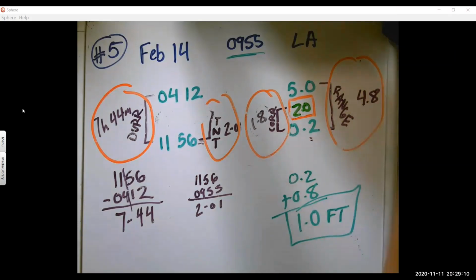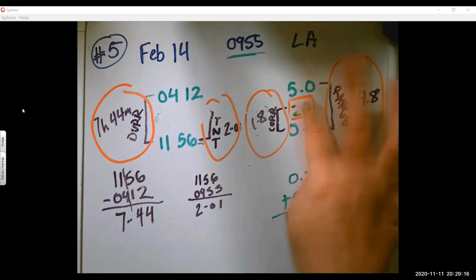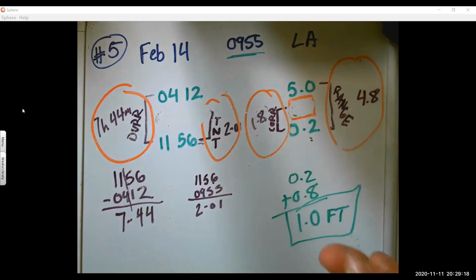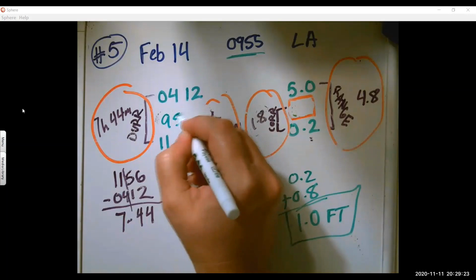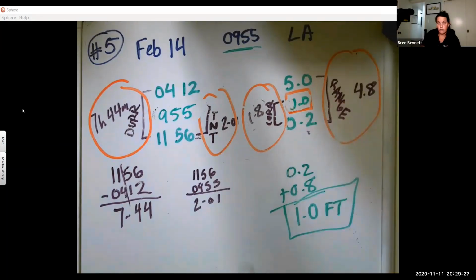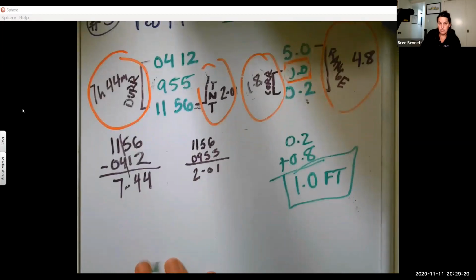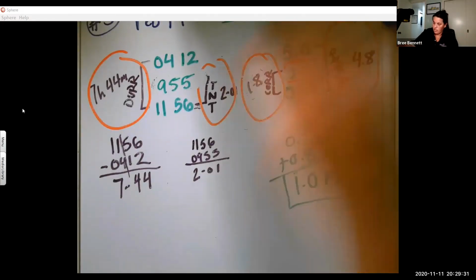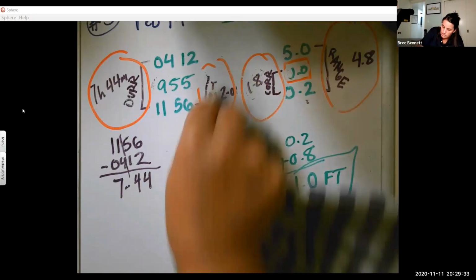So Bree, for this question then, is after you've gotten this 1 foot difference, do you then go back to table 1? Nope, that is your tide. So to clean this up, I'll just erase these guys.